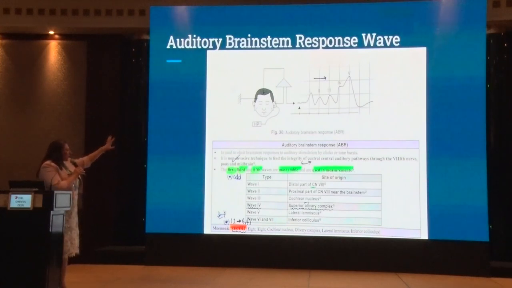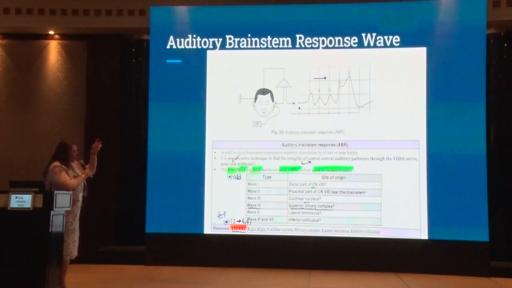Wave one is usually generated from the distal part of the auditory nerve, which is the cochlea. Wave two is generated from the geniculate body, which is a connection between the cochlea and the auditory nerve. Wave three is from the cochlear nucleus. Wave four, sorry, and wave five, it is from the lateral lemniscus. And wave six and seven are from the inferior colliculus.